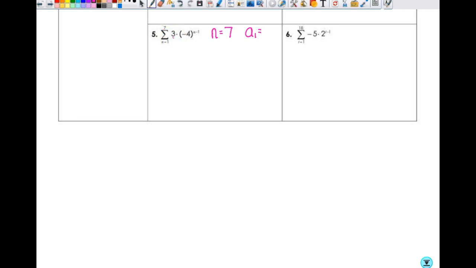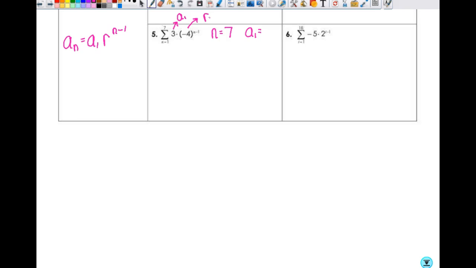Shouldn't be, because if you look at the geometric sequence formula, that is a sub n equals a1 times r to the n minus 1 power. Isn't that exactly how that's set up? Which means this is a1. And what is negative 4? R. Make sense? I mean, it's right there.